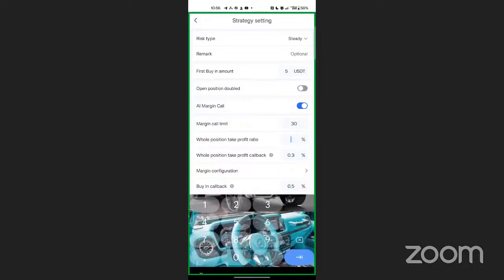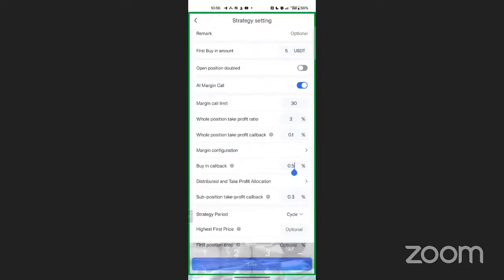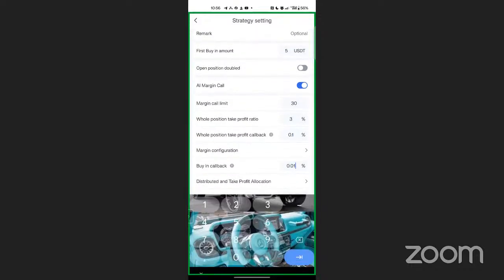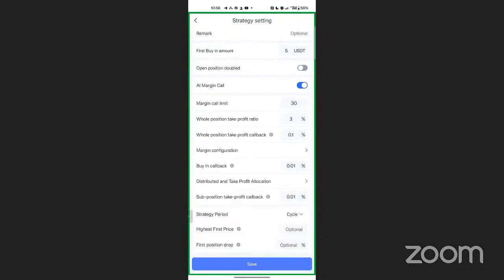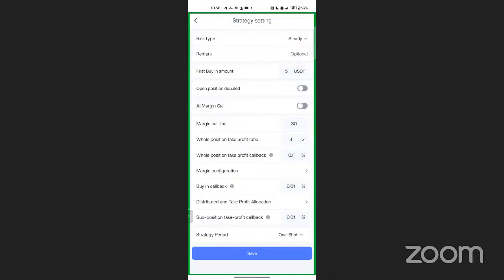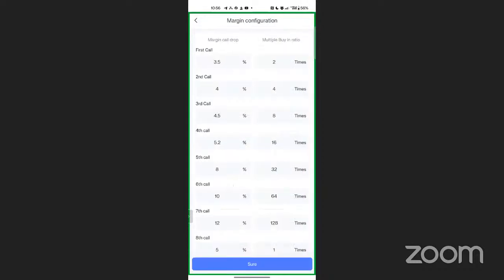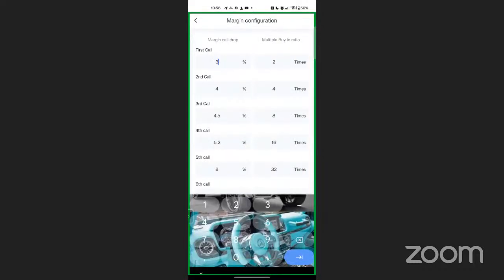The take profit is 3%. The callback 0.1. The buying callback 0.01 because I want it to buy fast. This one 0.01, one short, not cycle. AI margin call off. Then I put first call. I want this one to buy fast.